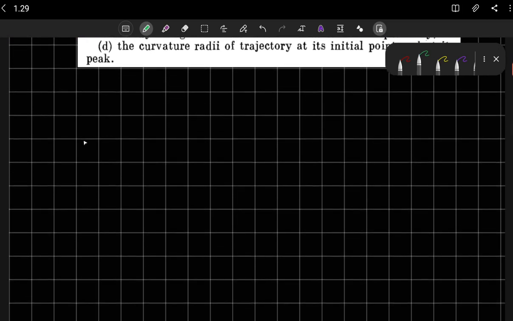motion. Let us say this is the x-axis and this is the y-axis, representing the horizontal direction and the vertical direction respectively, and the body is thrown at an angle of alpha with the velocity of v0. So the initial velocity is equal to v0, and the acceleration is in the negative y direction with the magnitude of g, that is acceleration due to gravity.